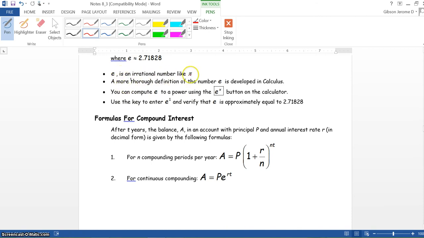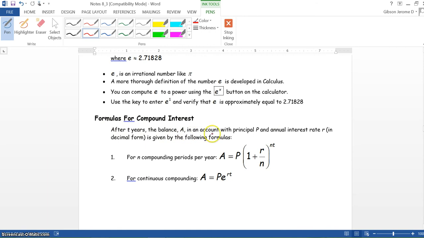Now, e is an irrational number like pi. A more thorough definition of the number e is developed in calculus. You can compute e to a power using the e to the x button on the calculator. Use the key to enter e to the first and verify that e is approximately equal to 2.71828.